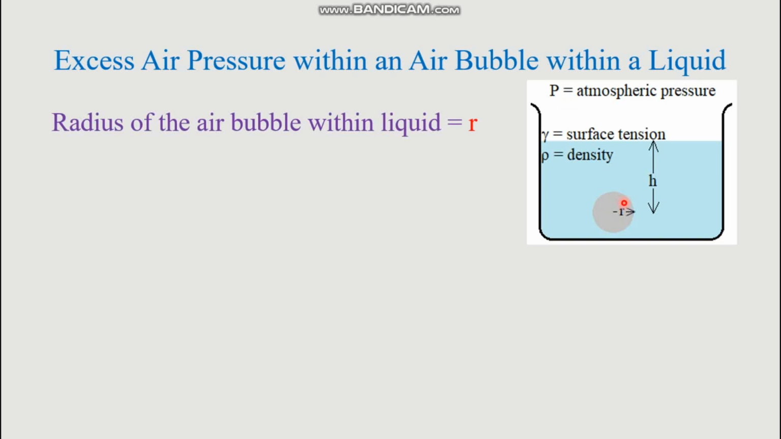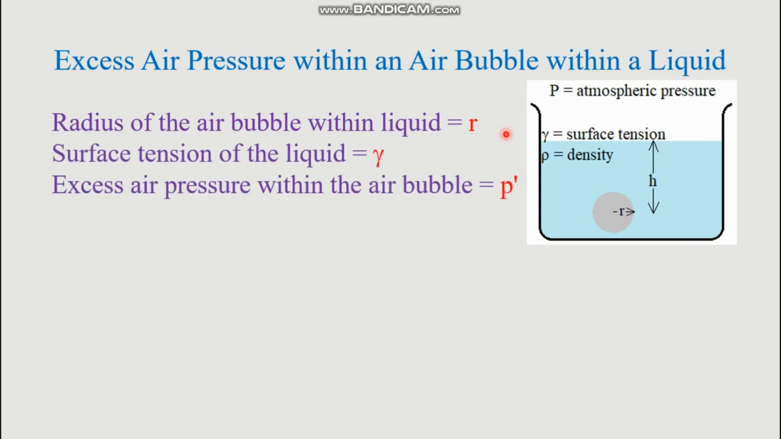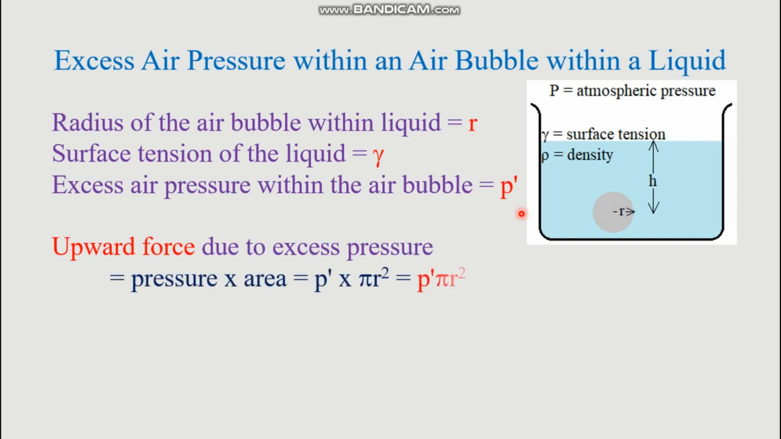Let's discuss how. So these descriptions are as usual. The radius of the bubble is R, surface tension is gamma, and the excess pressure, instead of small p, is P prime. Actually the small p was used in the previous air bubble, so this is P prime just to show the difference. And now what is the upward force?